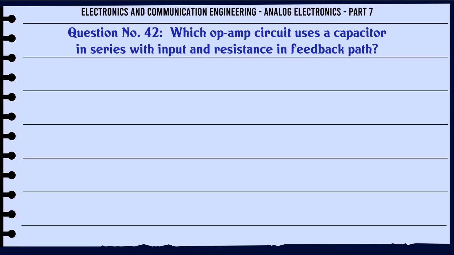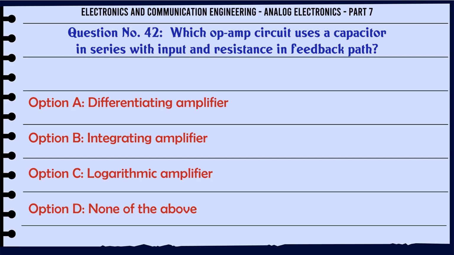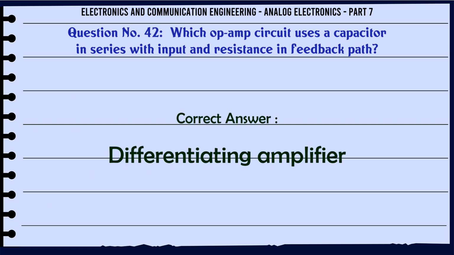Which op-amp circuit uses a capacitor in series with the input and a resistance in the feedback path? A. Differentiating amplifier, B. integrating amplifier, C. logarithmic amplifier, D. none of the above. The correct answer is differentiating amplifier.